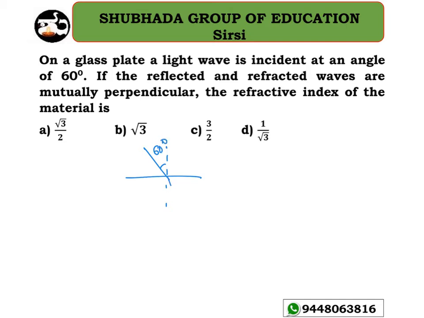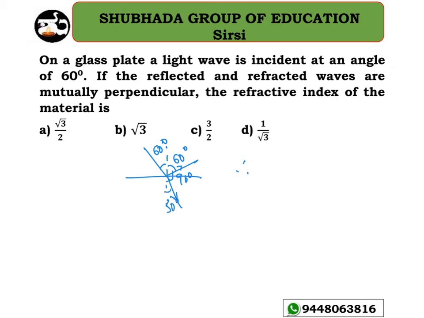This is 60 degree, and here must be the refraction of light. It must be the reflection of light now. If the reflected and refracted rays are perpendicular to one another like this, then actually this must be 60, right? 60. So in that sense this must be 30 now.